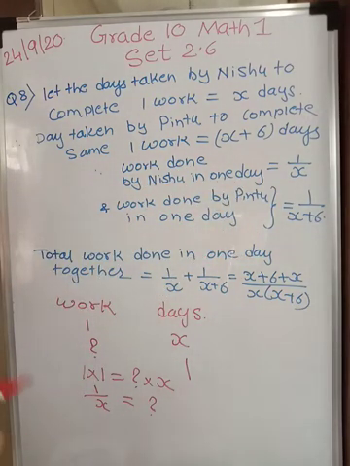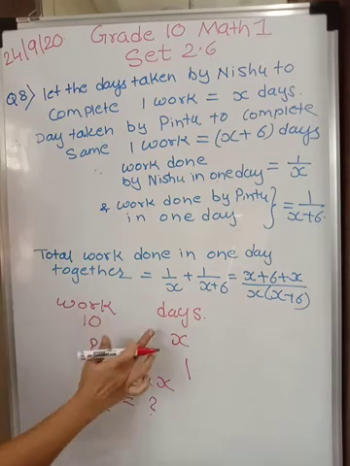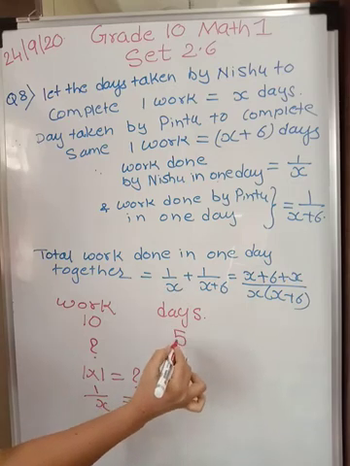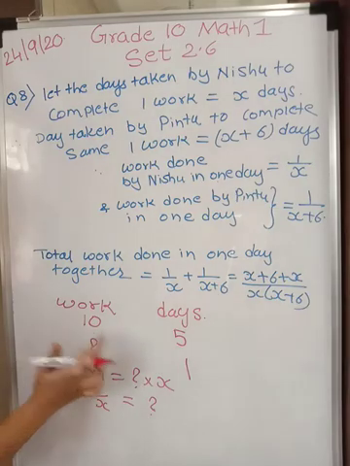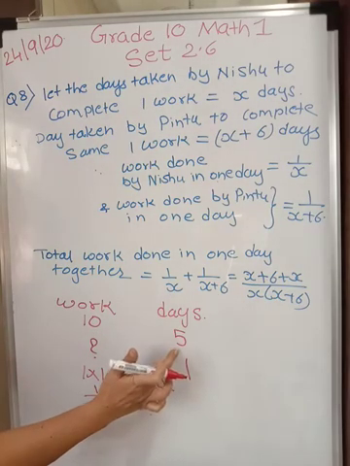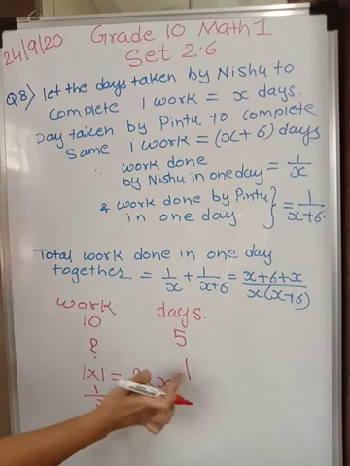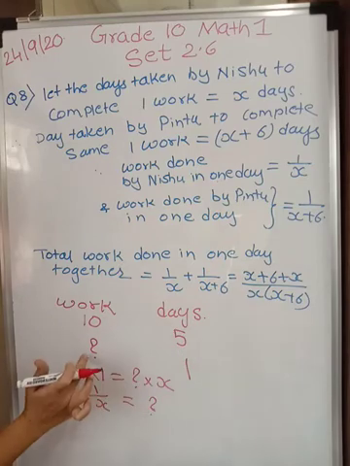Is it clear? One more example I will give you. For example, if I am making 10 chocolates in 5 days, so in one day how many chocolates will be made by me? It is nothing but you will cross multiply this and write 10 upon 5. That means in 2 days I will make 1 chocolate.